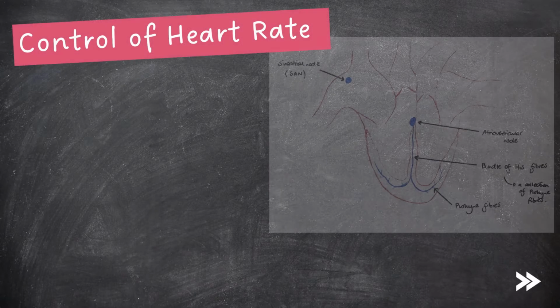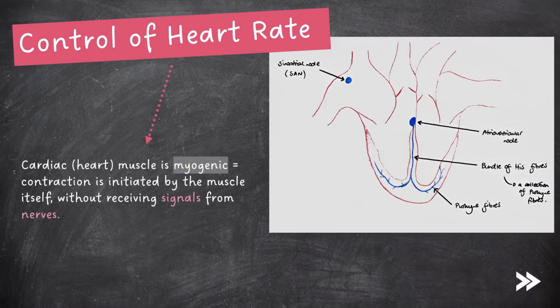So let's make a start. Cardiac, i.e. heart muscle, is myogenic, meaning that the contraction is initiated by the muscle itself without receiving signals from nerves. Here we have a heart diagram and some of the components that we need to know. We have the sinoatrial node, the atrioventricular node, the Purkinje fibers, and the bundle of His fibers, which are a collection of Purkinje fibers. And we'll learn all about these and their various roles in just a moment.